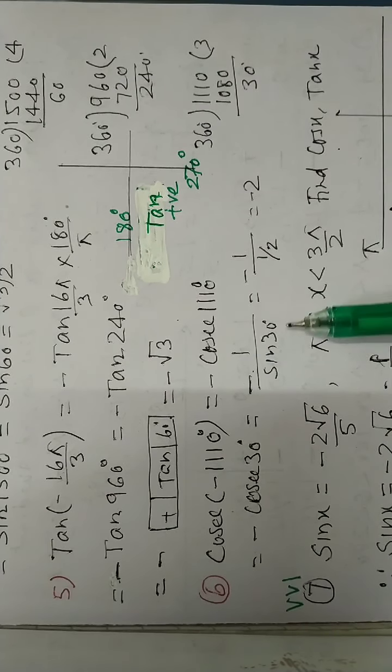Now next, if sec theta is equal to root 2, theta lies in fourth quadrant, do a triangle in fourth quadrant, and sec theta is equal to root 2 by 1. This is hypotenuse by base. Hypotenuse root 2, base is 1, find perpendicular.